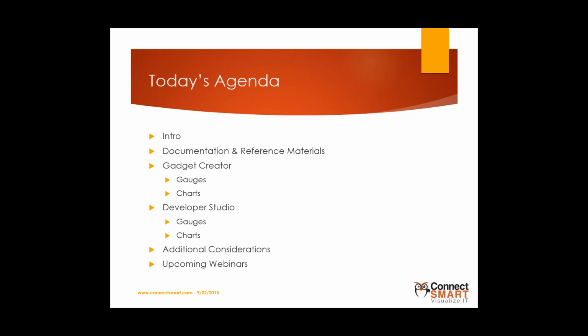And then we're going to move into the Developer Studio, which allows you to customize gadgets at a more granular level. And that is a local install. So if you have not installed that separately, do shoot an email over to support and we'll get you a serial number and get you up and running. And then we're going to discuss a few additional considerations, things to keep in mind when you're configuring gadgets, and we'll run through the upcoming webinars at the end and take any questions you have as you have them.